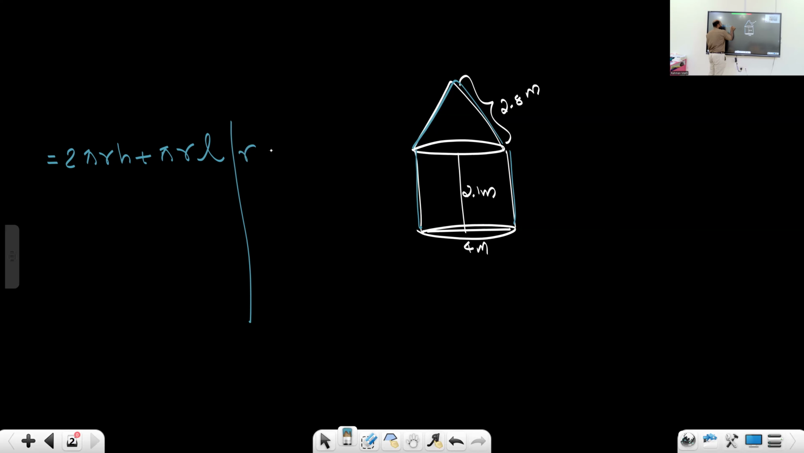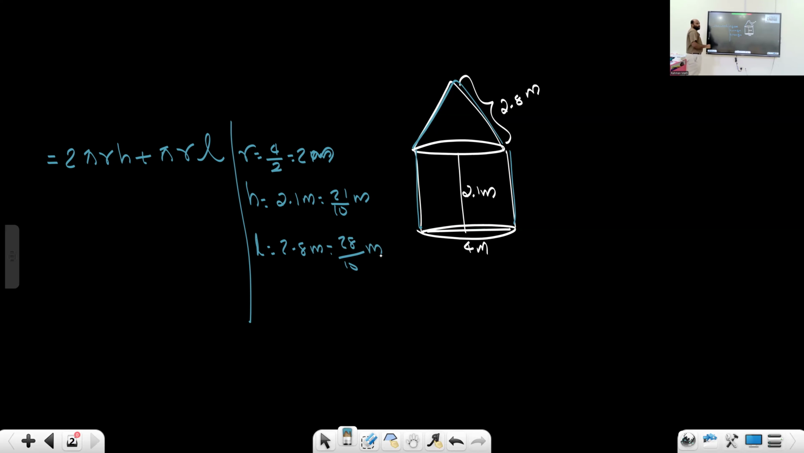Radius, don't get confused: 4 by 2, 2 meter. Height of the cylinder is 2.1 meter. If you want, you can write 21 by 10. Everything is in meter only. And slant height is 2.8 meter. You can write 28 by 10 meter.